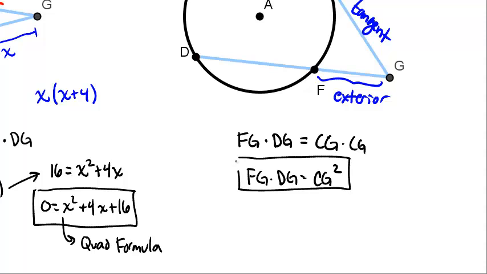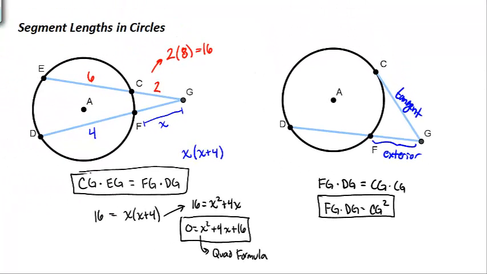So there's our formula for the secant tangent. We had our formula over here for the secant secant. There's the formulas. We'll work a few examples next.